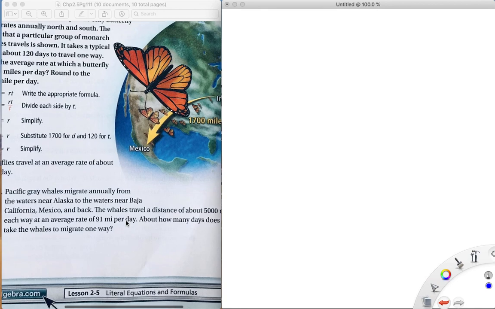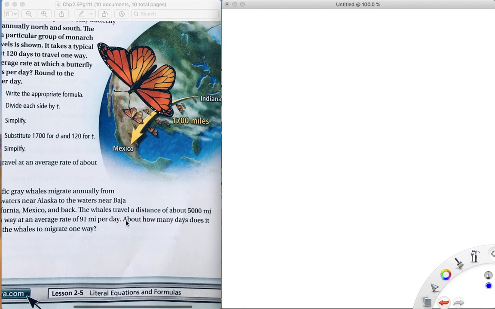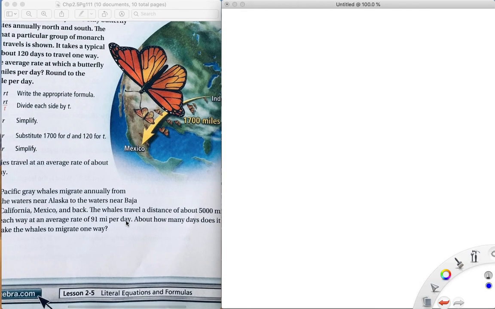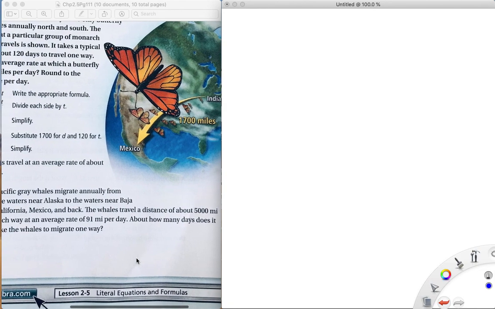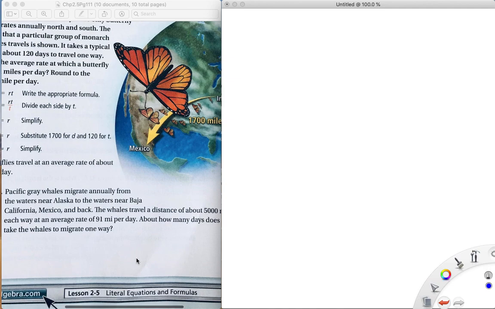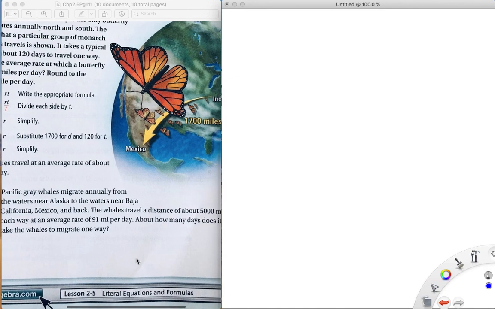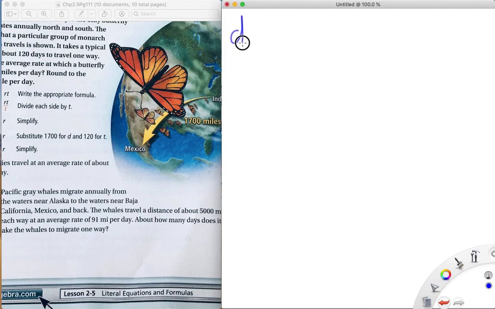So here is a word problem. Gray whales migrate annually, and so on. A whale travels a distance of 5,000 miles each way with an average of 91 miles per day. About how many days does it take to travel? Alright, so this is distance, rate, time, and in this case, time is t. They want us to solve for t, so we can divide both sides by r. Or we can say that distance over rate equals time.